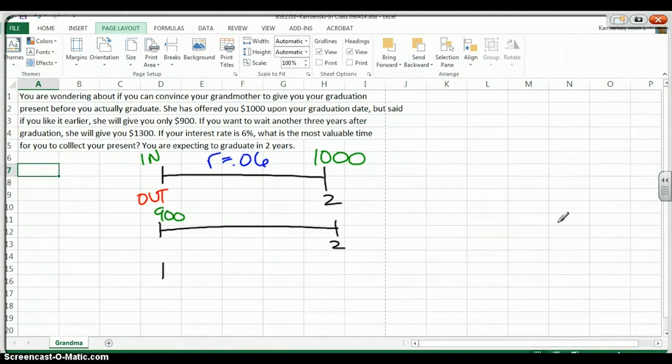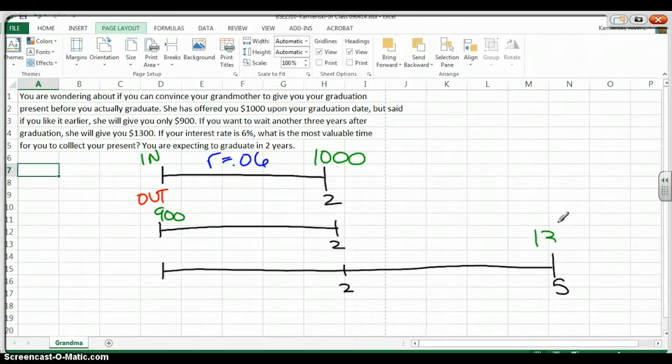Conversely, testing your knowledge of finance, she said, what if instead of me giving it to you when you graduate, you wait 3 more years and then I'll give you $1,300. So those are the three different options.